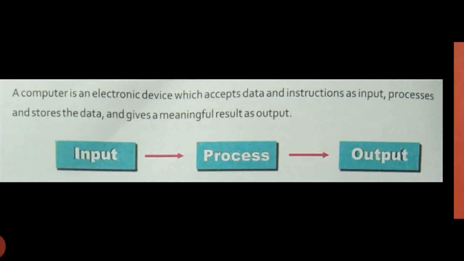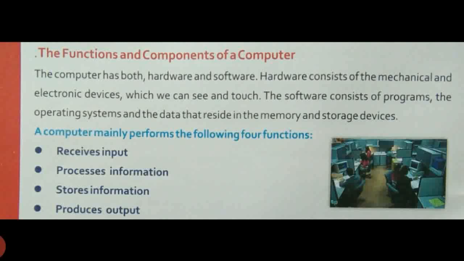Now we'll see the functions and components of a computer. The computer has both hardware and software. Hardware consists of the mechanical and electronic devices which we can see and touch. The software consists of programs, the operating system and the data that resides in the memory and storage devices.